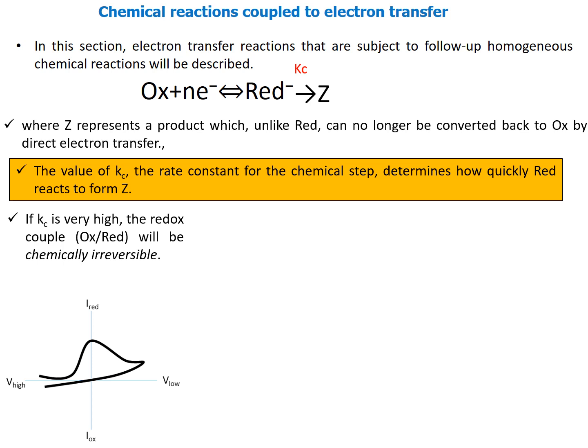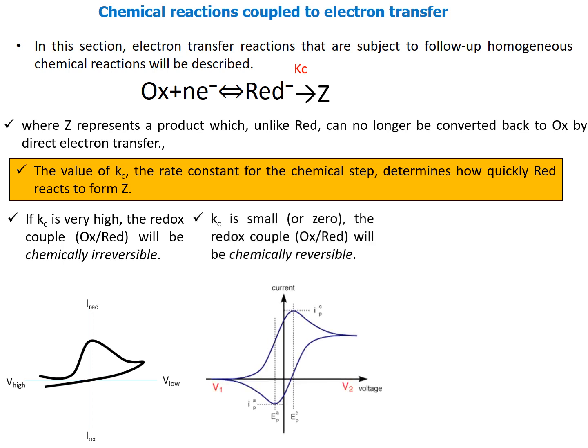And you can see the nature of the cyclic voltammetry plot for an irreversible case. You can expect the cathodic peak during the reduction. However, since there is no RED left for the reverse electron transfer process, there will be no anodic peak. If Kc is small, or even if Kc is 0, then the redox couple will be chemically reversible on the time scale of the experiment.